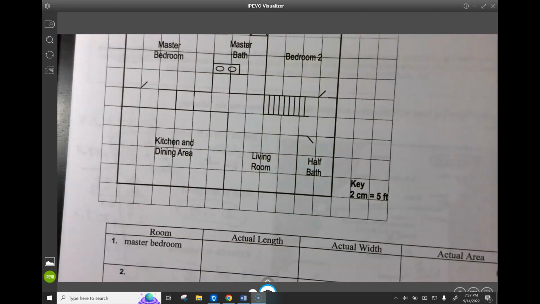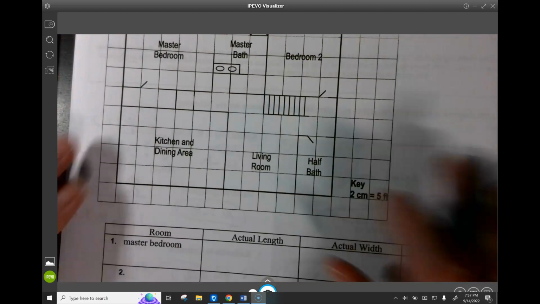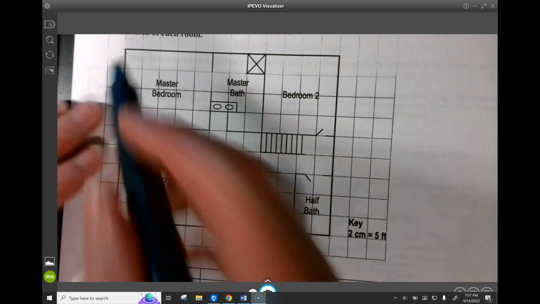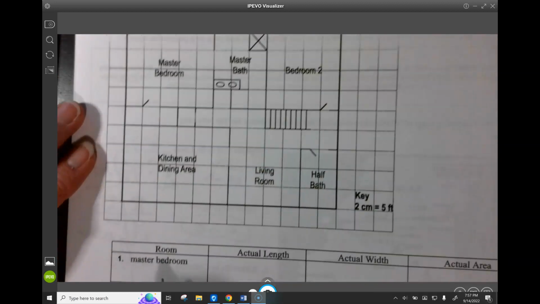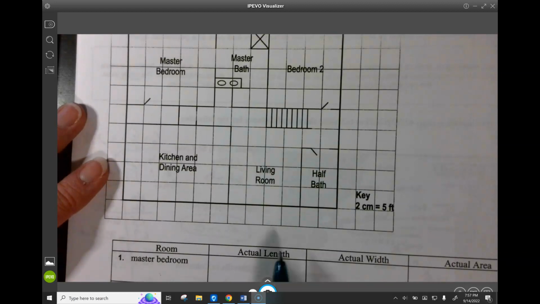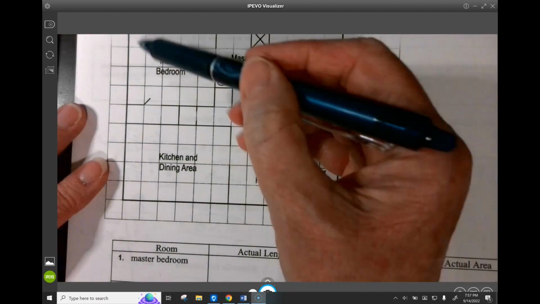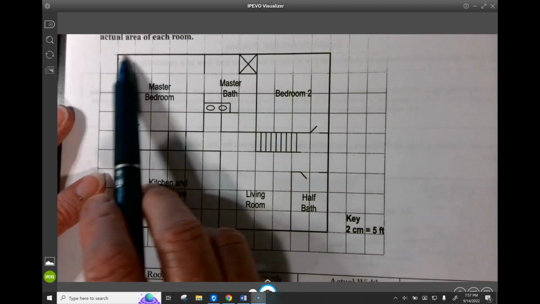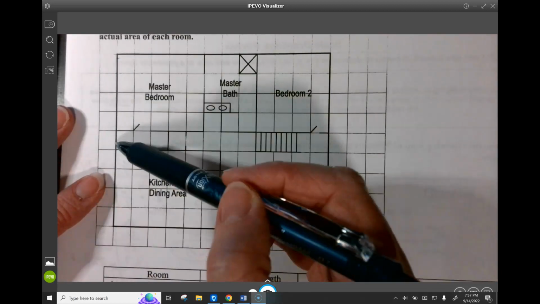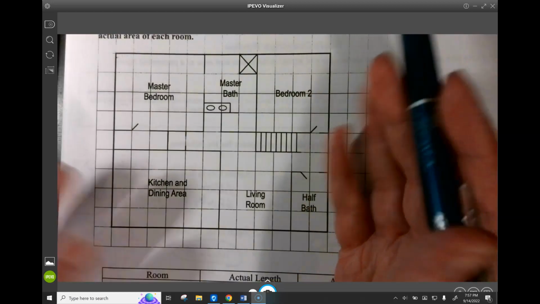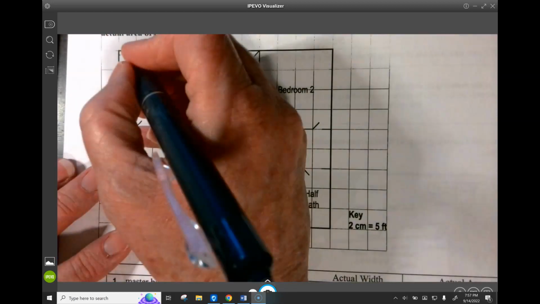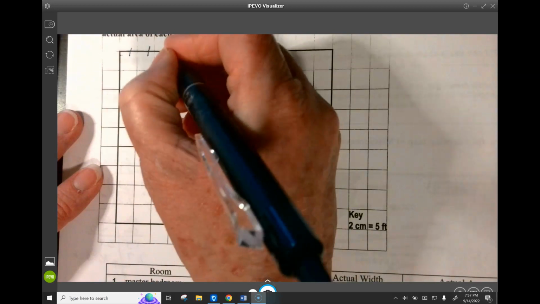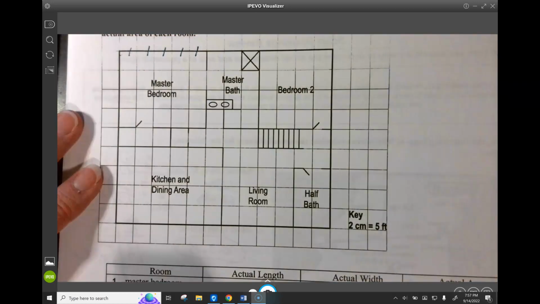So each one of these is a centimeter. Okay, so we're going to count, and we're going to look at the master bedroom. And it says actual length and width. Who knows which one's length and width? It doesn't really matter, okay? I usually tend to take the longer one as the length, but this could also be the length. It honestly does not matter, okay? So I'm going to start that this is my length, and that's 1, 2, 3, 4, 5, okay?